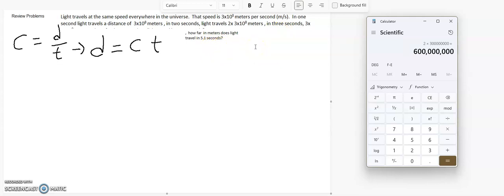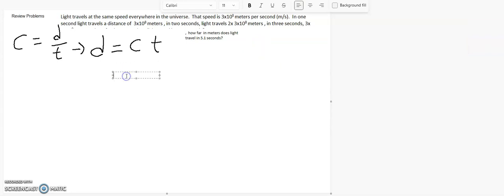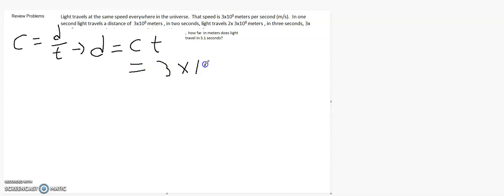It's the exact same problem. Oops, I didn't switch that. Okay, there we go. So it's 3 times 10 to the eighth, times the time. Of course, look, it's in meters. I'm going to show you that the units work out as well, per second, and then times 5.1 seconds, right? 5.1, that's a decimal, seconds, and then the seconds cancel. I know my seconds sometimes look like fives, but it is seconds.